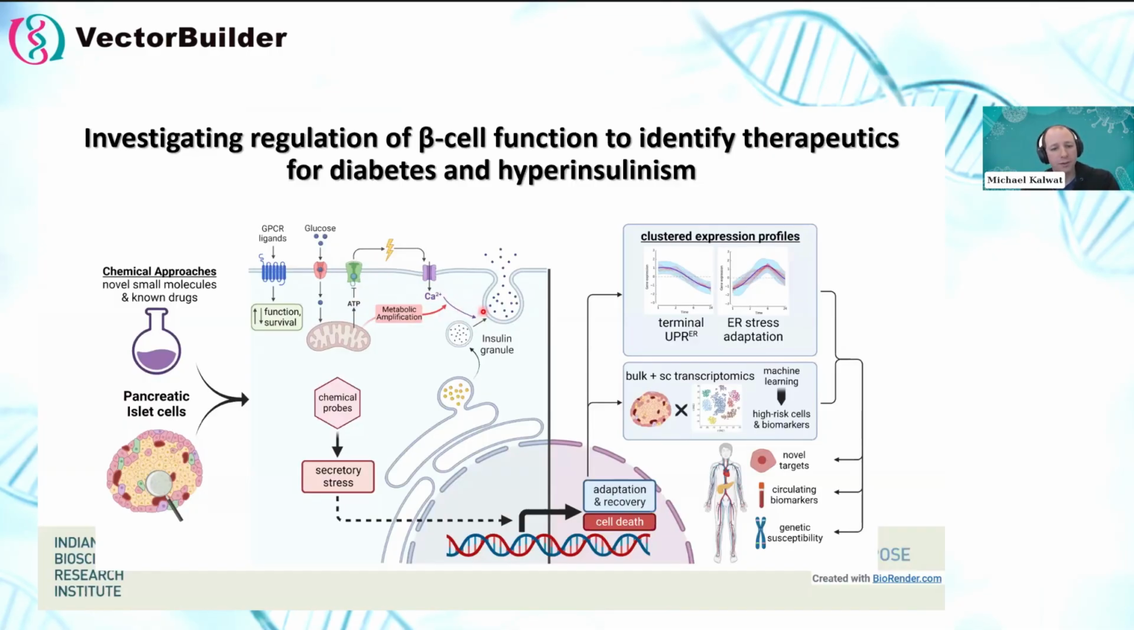So we use different chemical probes to drive this process and sometimes put it into overdrive so that we can see how the cells respond, by inducing either adaptation and recovery, or, if there's too much stress, it can lead to cell death. And we also integrate various omic approaches like transcriptomics to look at gene expression over time, and publicly available omics databases that are contributed by various labs across the country.